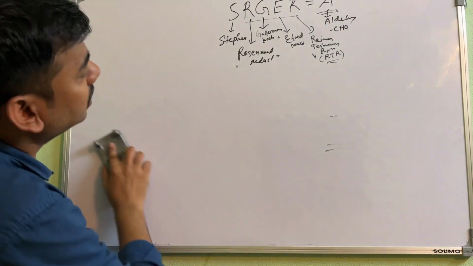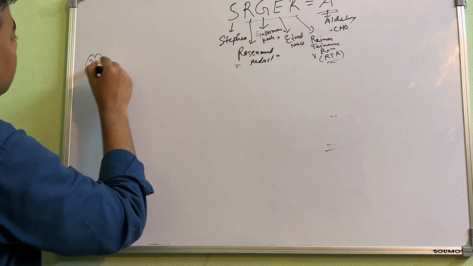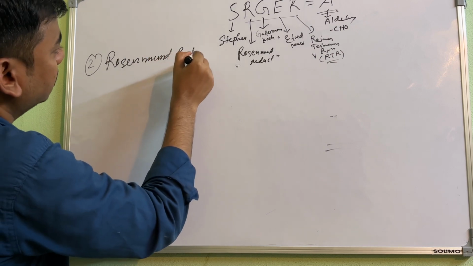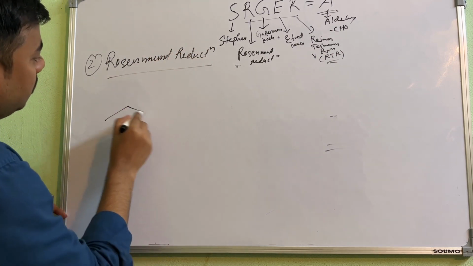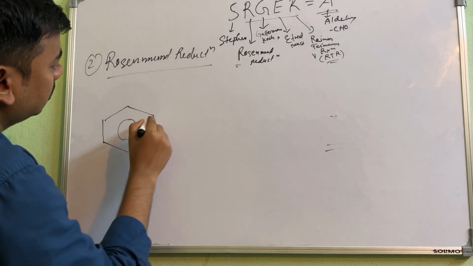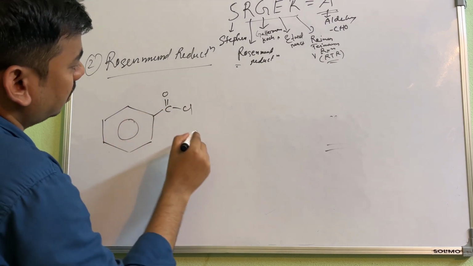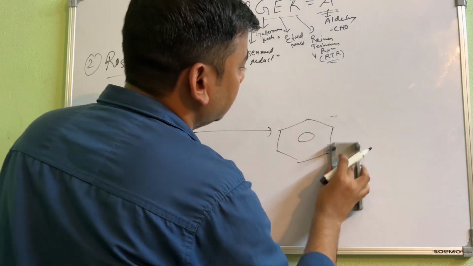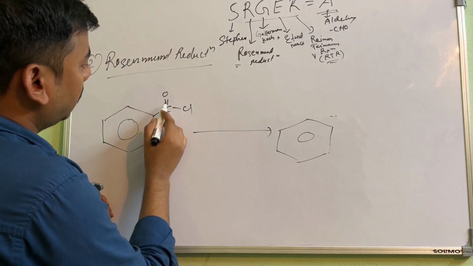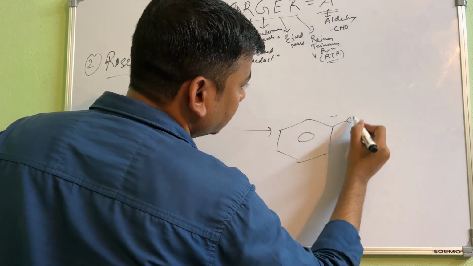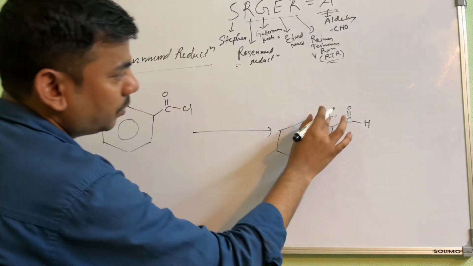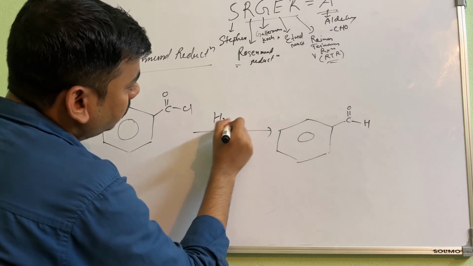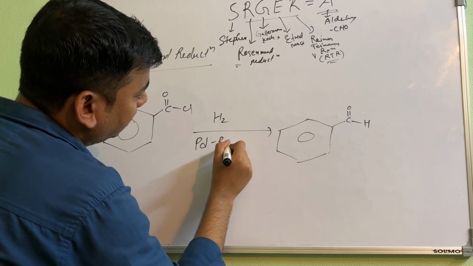What is our second reaction? That is the Rosenmund reduction. This also came this year only, and previously also it came. What really happens here: you have to take benzoyl chloride. After that, what is the end product? The end product is obviously C double bond O with Cl, and this Cl will be replaced by hydrogen. This is nothing but benzaldehyde. But how? Here you need to use hydrogen in the presence of palladium on BaSO4.